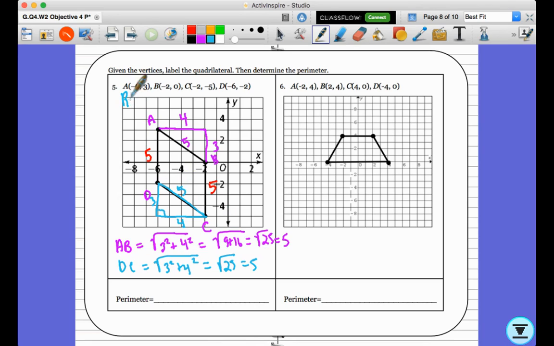How cool, this is a rhombus. Right? It would either be a rhombus or a square. I can clearly tell that these are not right angles. Their slopes are not opposite reciprocals if I wanted to find them out. So to find the perimeter, I would do 5 plus 5 plus 5 plus 5, or 5 times 4. So I'm going to get 20 units.